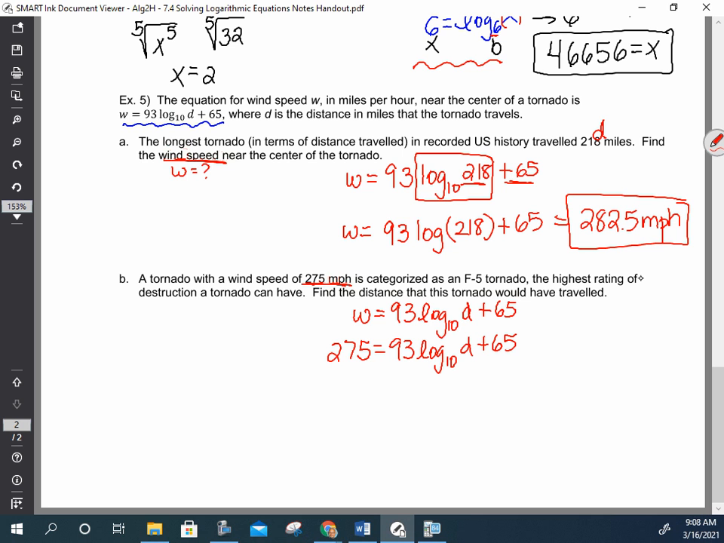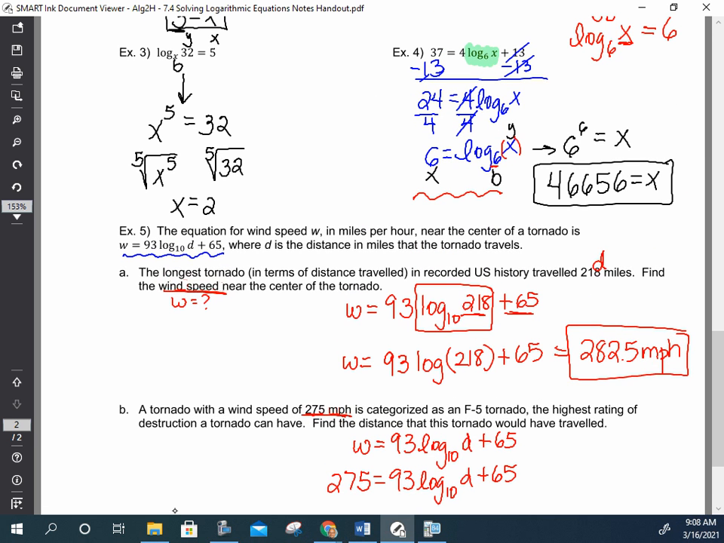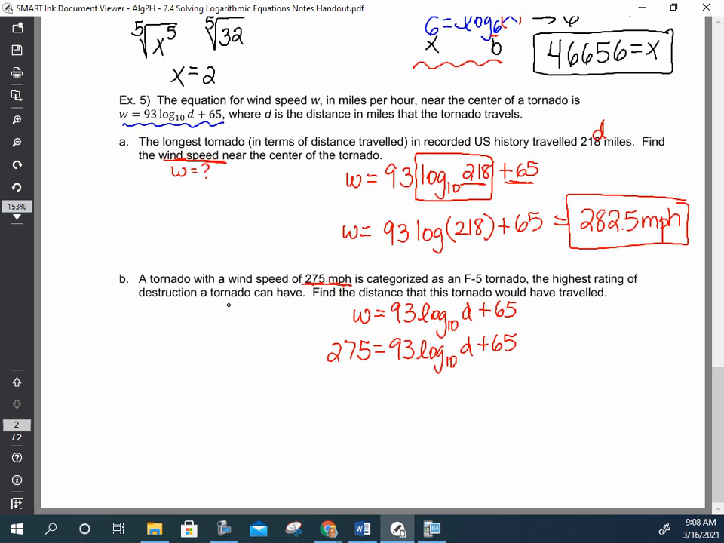That's right. So, part B is very similar to what we did with example 4. We've got to get the log by itself first before we can solve or do the rewrite. That means the 65 has to move and the 93 has to move. I'll let y'all take a moment to take care of that. 65's got to move and that 93's got to move before we can do the rewrite. So, take care of that real fast.